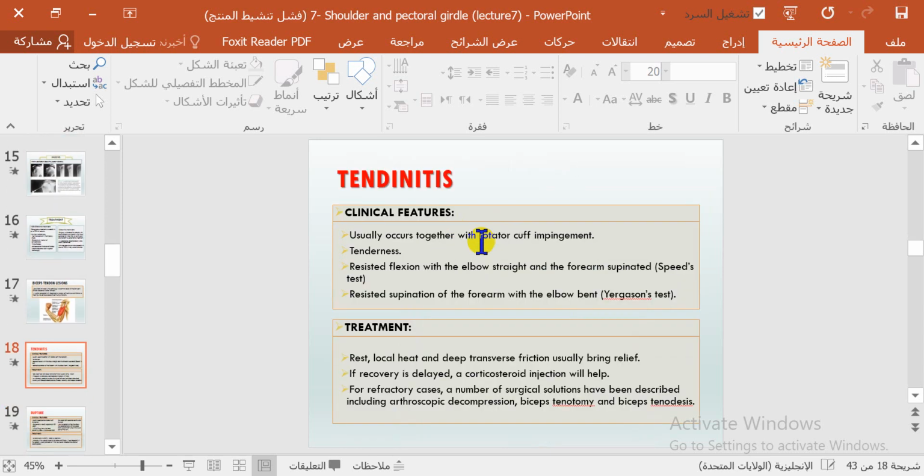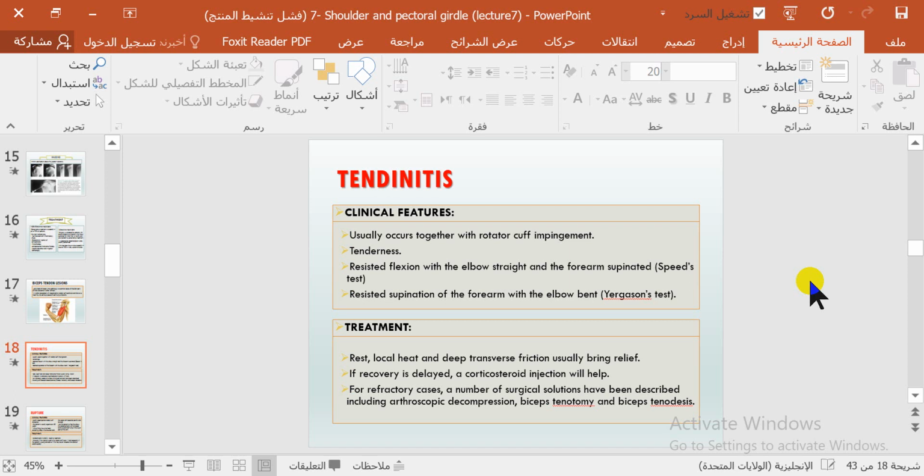Tendinitis. Clinical features usually occur together with rotator cuff impingement. Tenderness; pain on resisted flexion with the elbow straight and forearm supinated is what's called the Speed test. The forearm is supinated and you try to flex the elbow from the straight position against resistance. Then flex the elbow and resist supination of the forearm with the elbow bent. This is Yergason's test. Both of these maneuvers initiate pain in the shoulder.